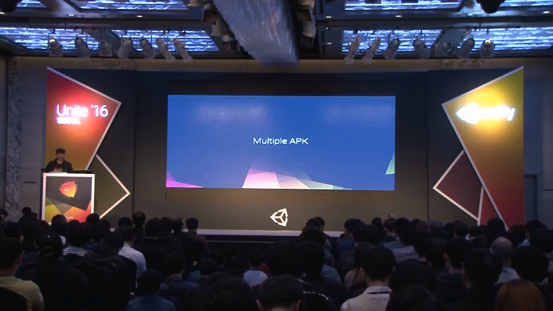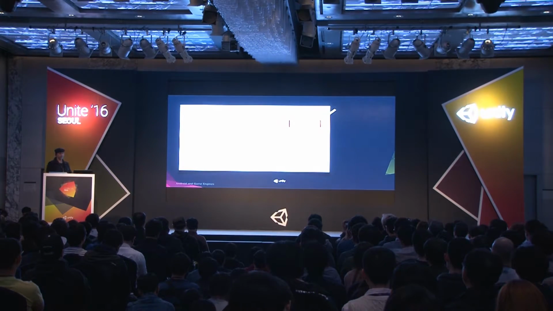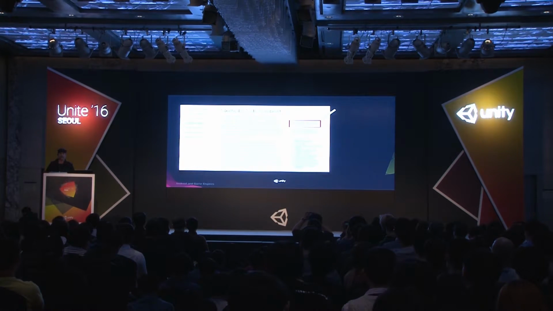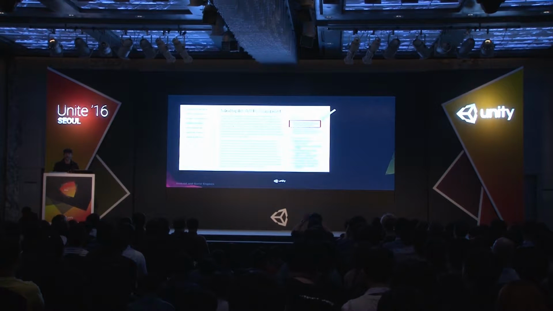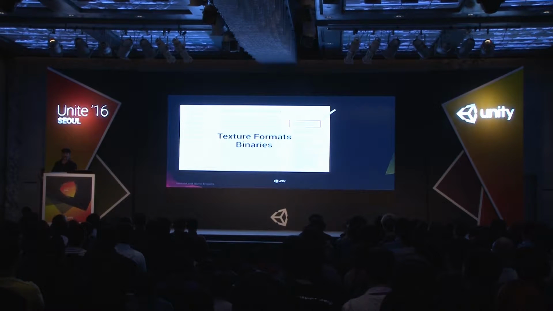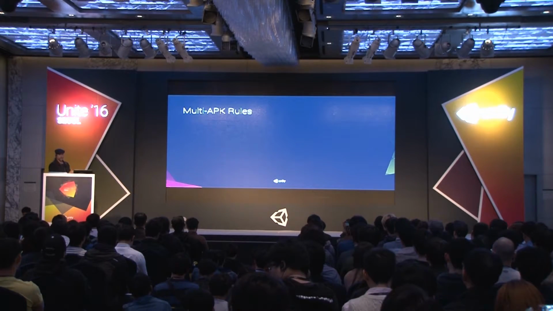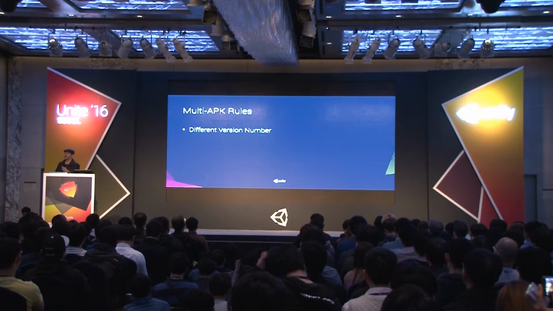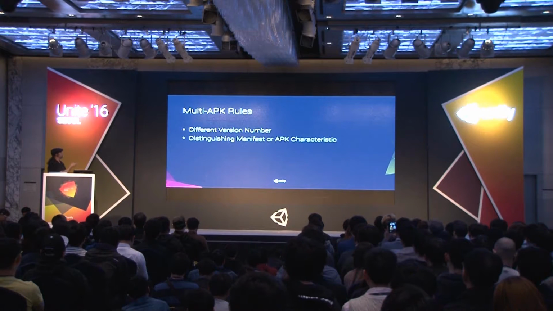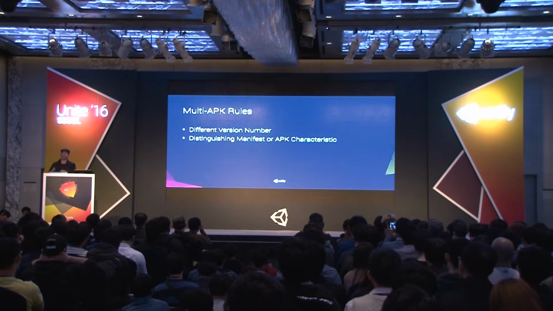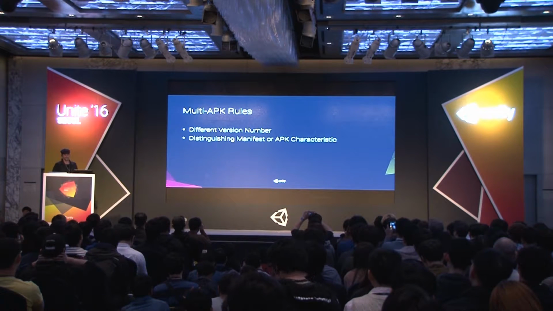Now here's something that's close to my heart, multiple APK. Google Play has long offered multiple APK support, and this allows you to post different APKs that target different hardware variations. Most importantly, we can use it to support different texture formats as well as different binaries. So the basic rules for multi-APK are that we need to create APKs with a different version number with a distinguishing characteristic in the manifest that allows Google Play to filter correctly. Version numbers are actually used for priority when the same device can support multiple versions of the same APK.